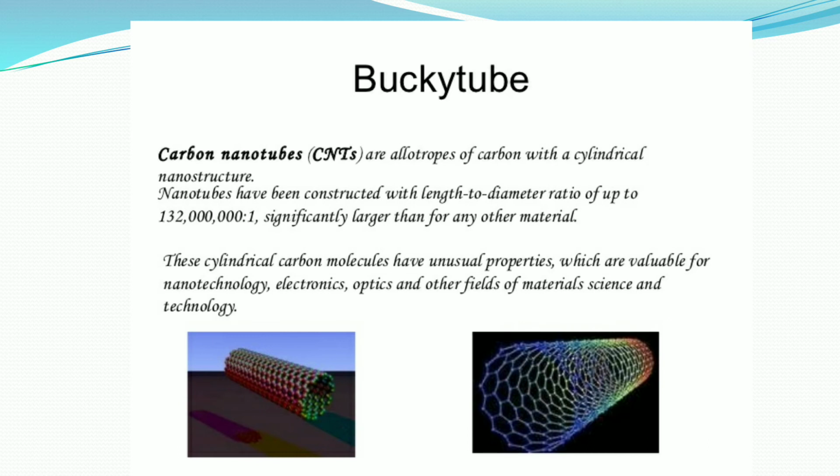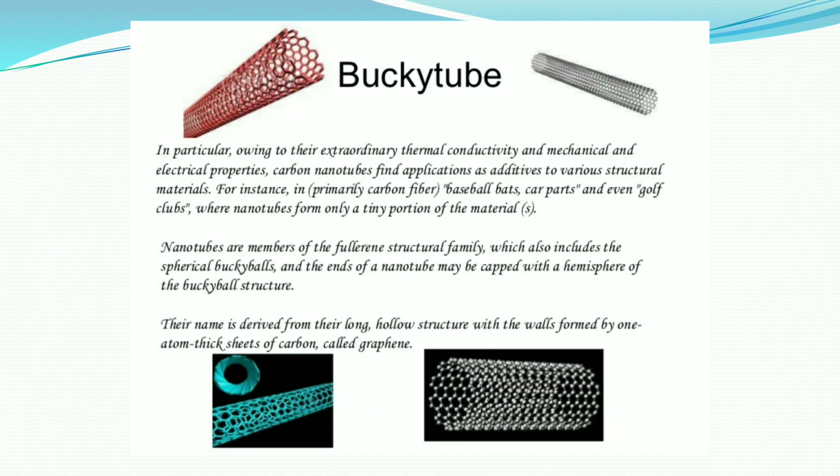Next allotrope is the Bucky tube. This is also a type of carbon nanotube. Carbon nanotubes are allotropes of carbon with a cylindrical nanostructure. The nanotubes have been constructed with a length to diameter ratio of up to 132 million, significantly larger than any other material. This carbon nanotube is also called what? The Bucky tubes. This is the structure of the carbon nanotubes. It looks like a tube, that's why it is called a Bucky tube.